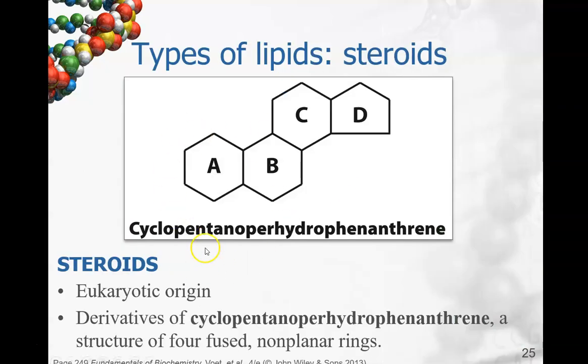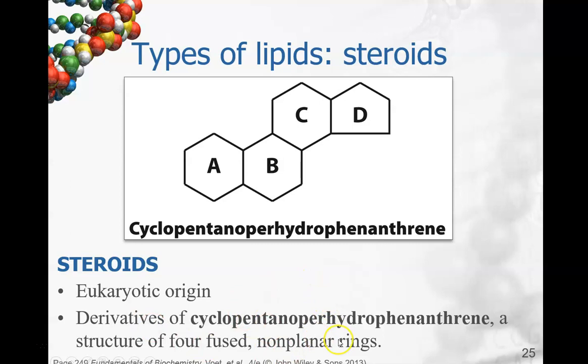So let's just digress for just a second to talk about what steroids look like. So steroids have this cyclopentanoperhydrophenanthrene ring. So it's just three six-membered rings and a five-membered ring. So any molecule that has this kind of structure is referred to as a steroid. They are of eukaryotic origin. You don't find them in bacteria.